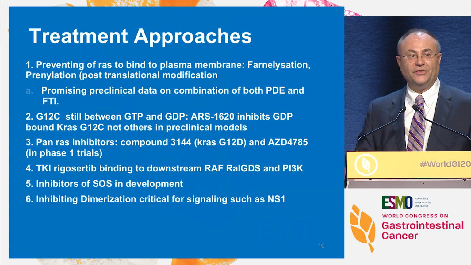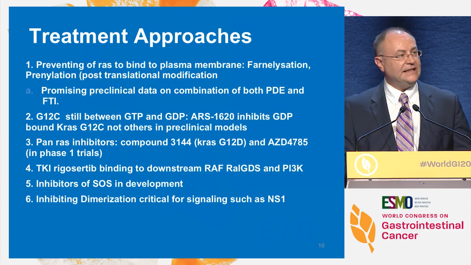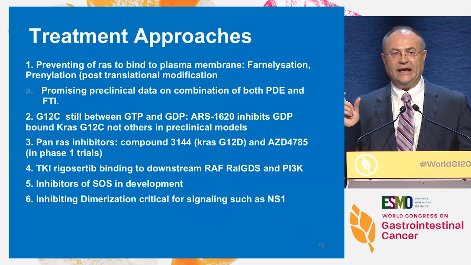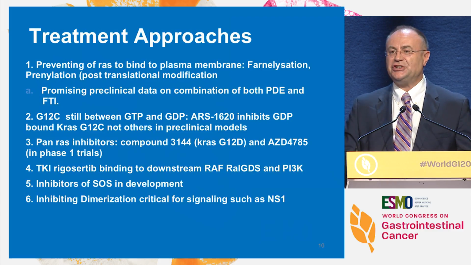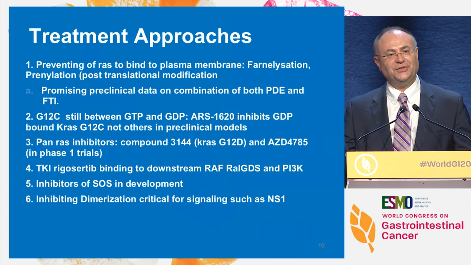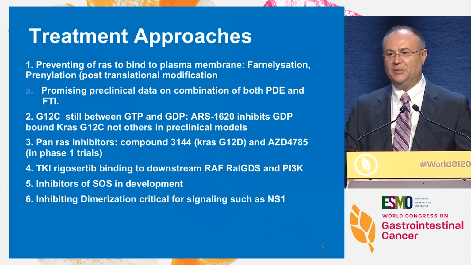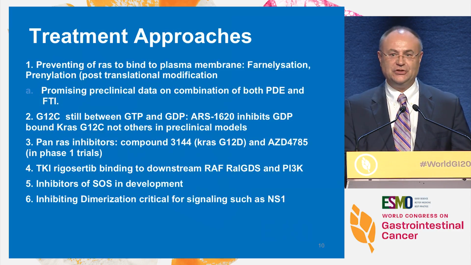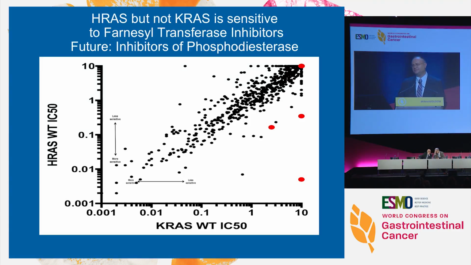There is an interesting new fact that RAS needs to dimerize. So some of the new compounds look at the inhibition of the dimerization of RAS, which has shown in preclinical models to increase sensitivity to MEK. Again, highlighting you need a dual, at least a dual approach to be successful.